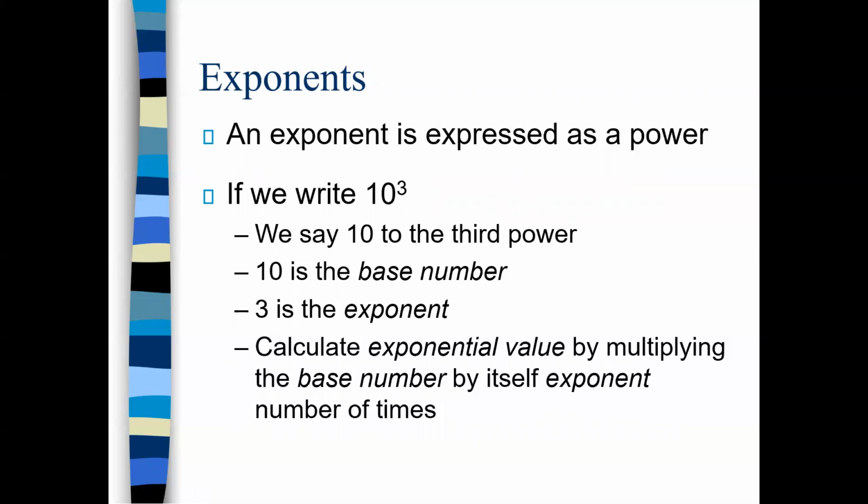If we say 10 superscript 3, we say 10 to the third power. 10 is the base, 3 is the exponent. And we calculate exponential value by multiplying that base number by itself, exponent number of times. And I want to make sure to review this to make sure, again, that we're all at the same starting point. So if I say 10 superscript 3, that's the same as 10 to the third power, which is exactly the same as 10 times 10 times 10, 3 of them, or 1,000.